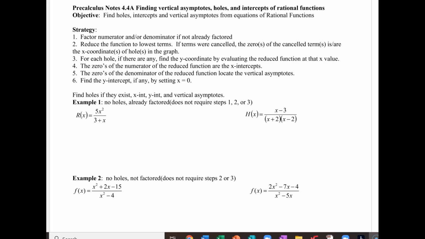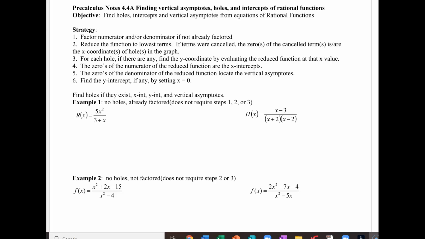Hello and welcome to a video on rational functions, and we're going to look at most of the process of analyzing a rational function in this video. The only thing we're not going to talk about is end behavior. So this video has x-intercepts, y-intercepts, vertical asymptotes, holes, all of that will be talked about in this video, all coming from the equation.